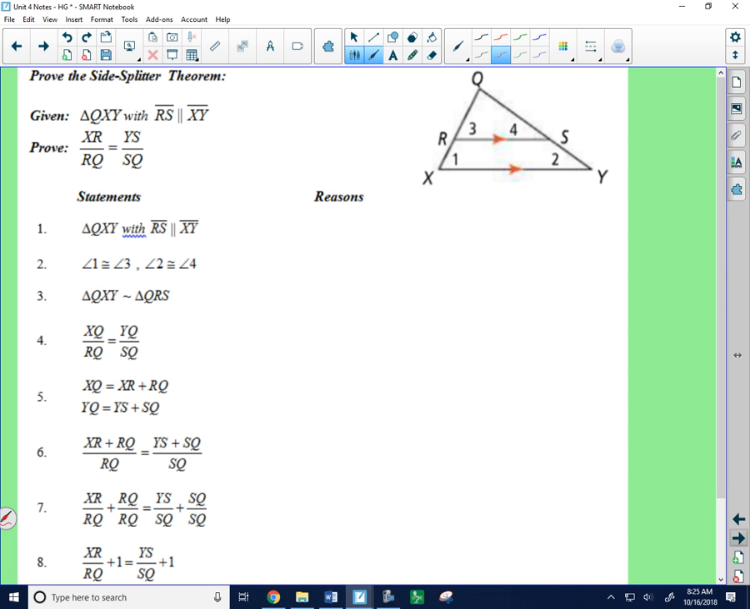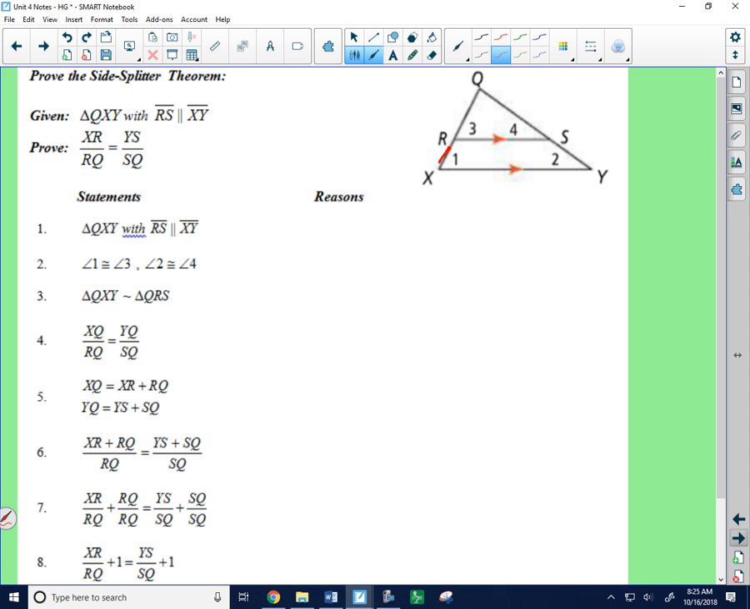So I'm just going to flip that over. We're going to prove not the converse one, just the regular one, the side splitter theorem. I started, this is an OST one, and I've always liked this one. I think it's a good one. So guys, here, let me give you an overview of what we're trying to do, so you can see where we're going to go.